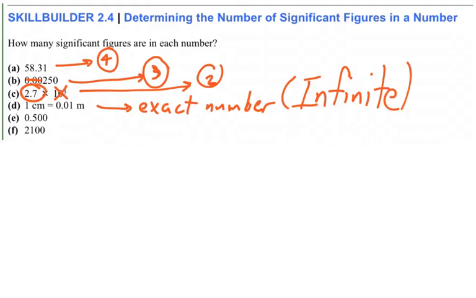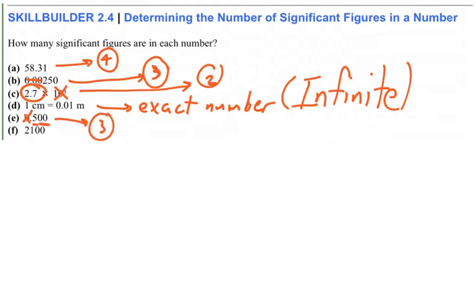And then we got letter E. We have a leading zero here. That doesn't count. But then these 2 trailing zeros, there's a decimal point. And because that number has a decimal point, those 2 zeros are significant as well as the 5. So you should have answered 3 for this one.